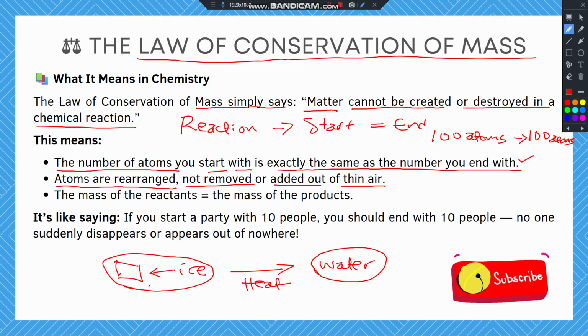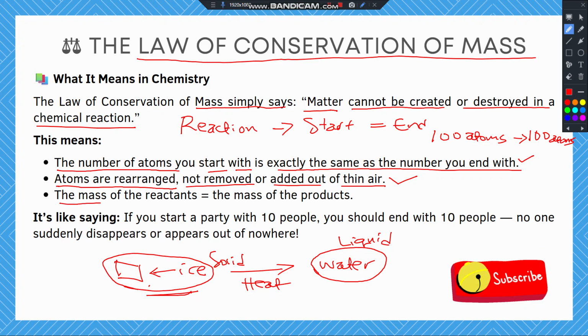That's what we mean. And then the second implication is that atoms are rearranged. They are not removed or added out of thin air. So what we mean is that the structure of ice has changed from solid to liquid. So that's what a chemical reaction is all about. The structure can change, but the number of atoms that you started with must be the same as the number of atoms that you end with.